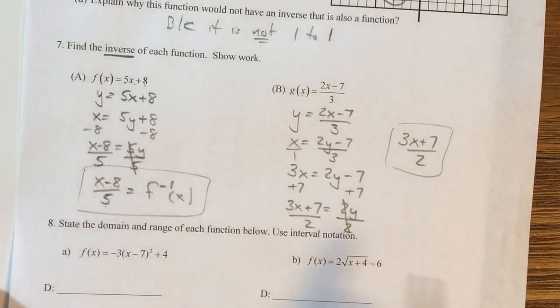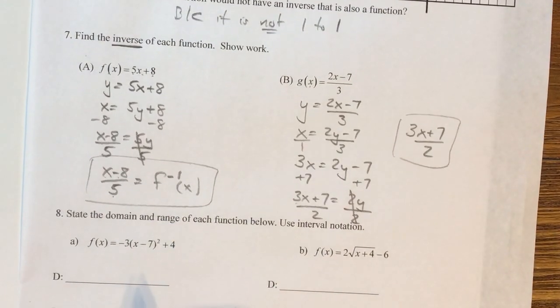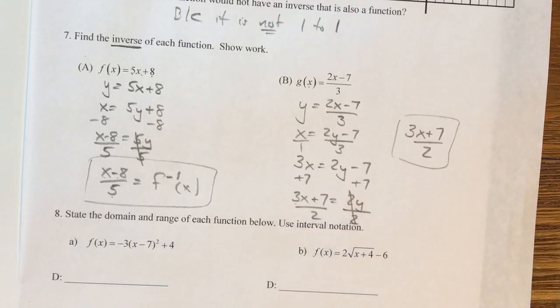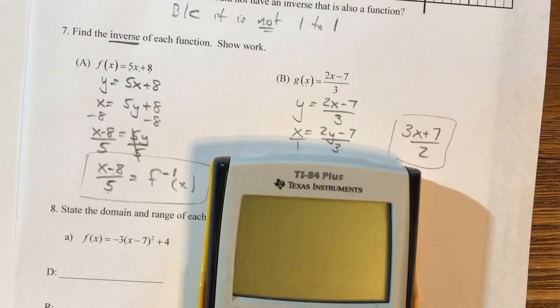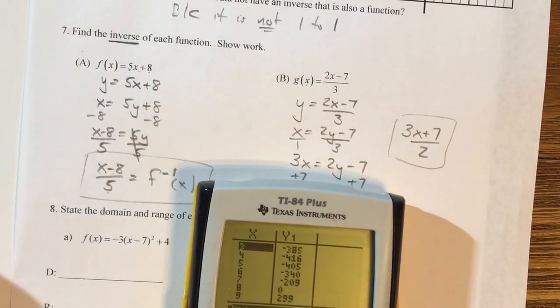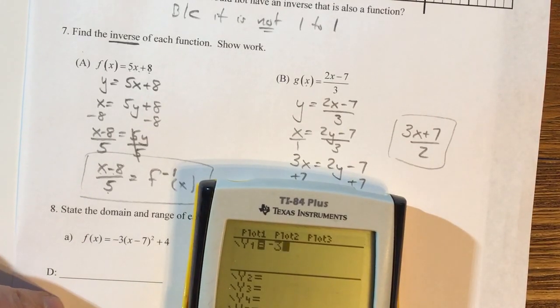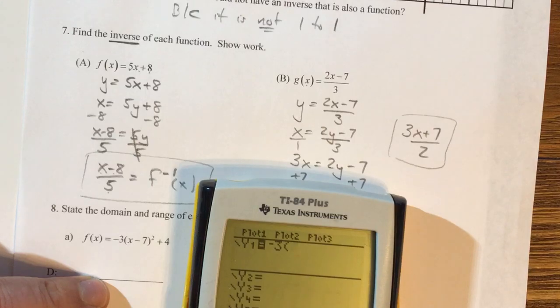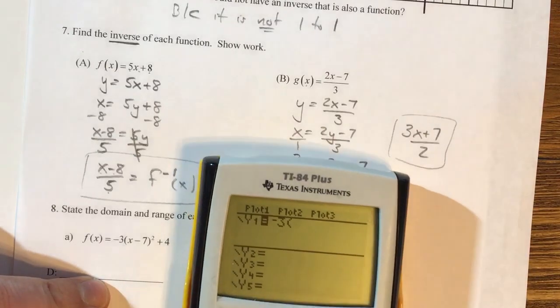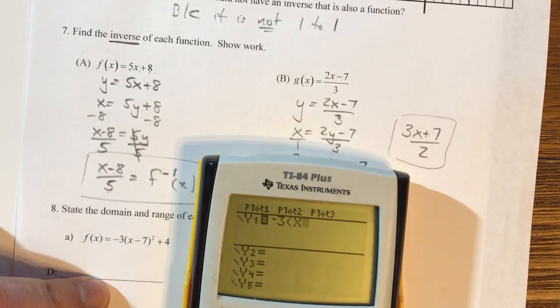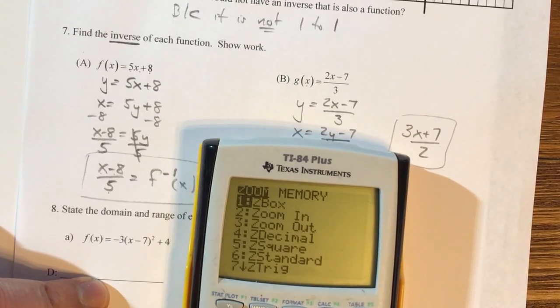All right, domain and range. You could use your calculator. I haven't used that in a while, so let's pull this out. Let's go to y equals -3 parentheses x minus 7, square it, add 4. Now I'm going to try zoom 6. Let's see what it looks like.